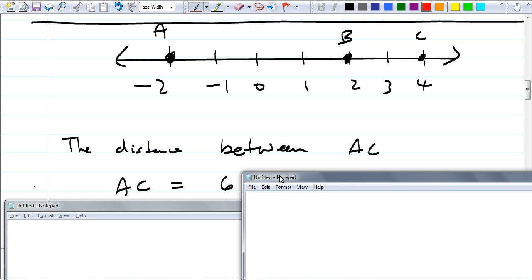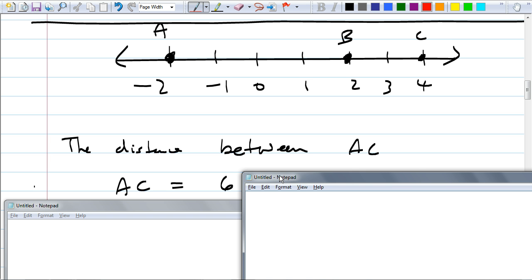How about Andrea? What would you do? You subtract the bigger number from the small. Yeah, you subtract big number from small. Like here, does this work? From A to C, what's a bigger number? 4 or negative 2? 4. So what's 4 minus negative 2, guys? 6. See, that works out.